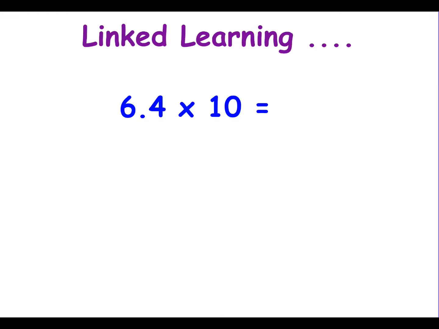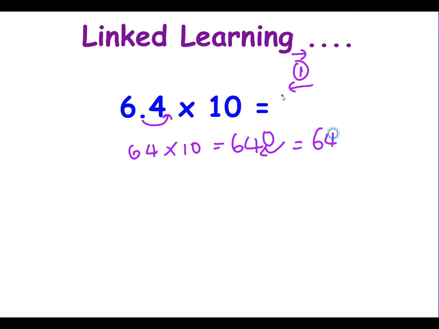In the previous lesson, we would have moved the decimal place and saved it as moving it one place to the right to give us 64 times 10. 64 times 10 is 640, and then we would have moved it back the one place to give us 64. Now, that's a lot of moving around when you're multiplying something by 10.